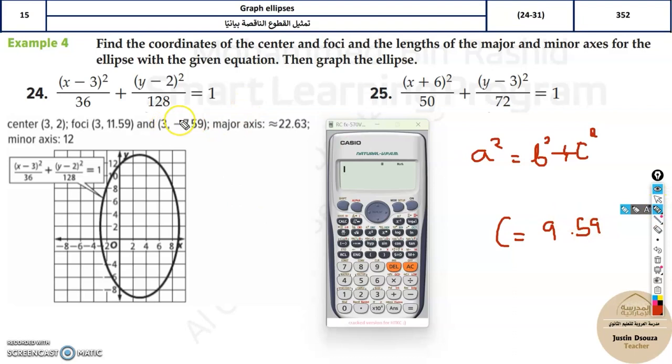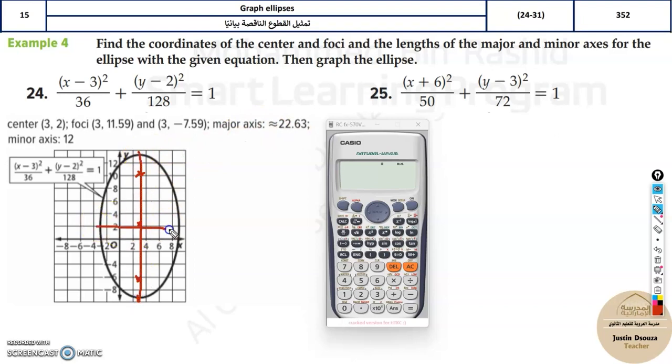So now over here, if you're thinking why it's minus, you need to analyze this. The center over here is 3 and 2. It's over here. Sorry, it's over here. So one focus point is somewhere over here. That is at 11.59. Okay. One more focus point will be over here, negative axis. So that is minus 7.59. Okay. And the major axis was this entire length. Minor axis is this length. Center is known. And then with all this information, you can easily graph it up.